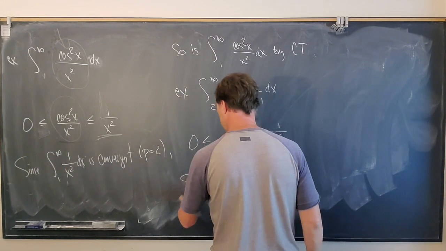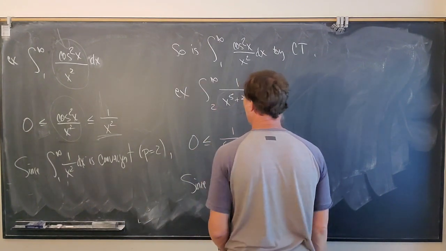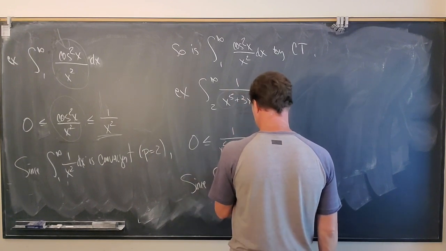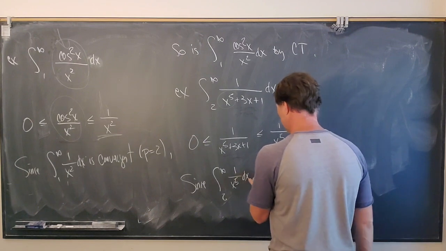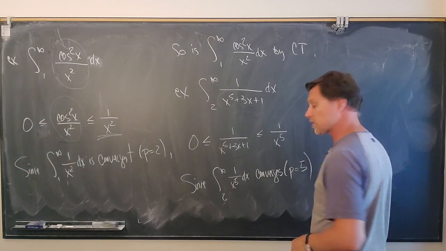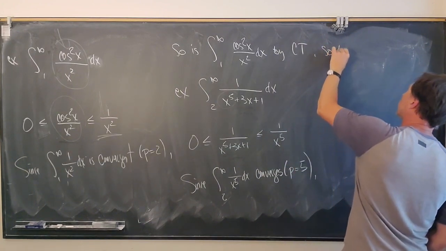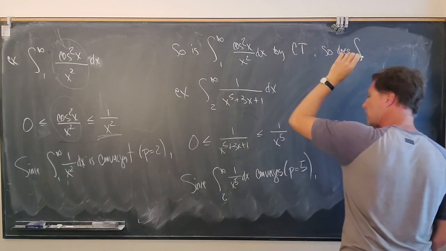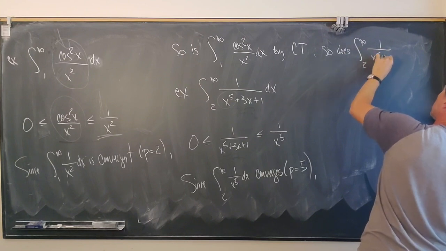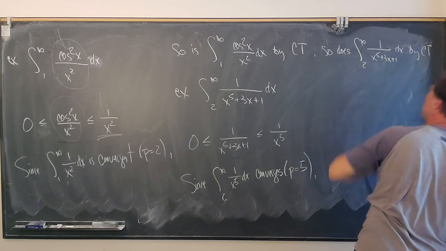Then we write down our concluding sentence. So since the integral from 2 to infinity of 1 over x to the fifth dx converges, using the p-test where p is equal to 5, so does the integral from 2 to infinity of 1 over x to the fifth plus 3x plus 1 dx by comparison test.